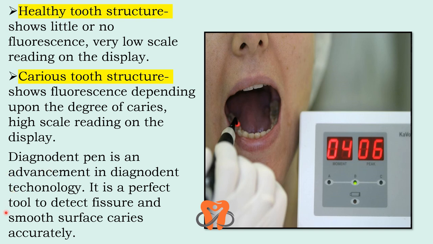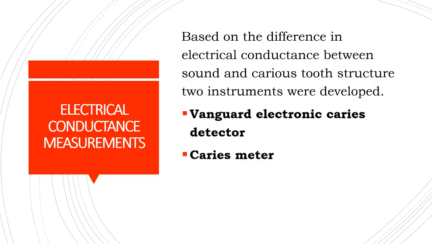It's a perfect tool to detect fissure and smooth caries accurately, especially when we cannot detect them radiographically or clinically. Electrical conductance measurements. Now based on the difference in electrical conductance between the sound and the caries tooth structure, two instruments were developed: the Vanguard electronic caries detector and cariesmeter.